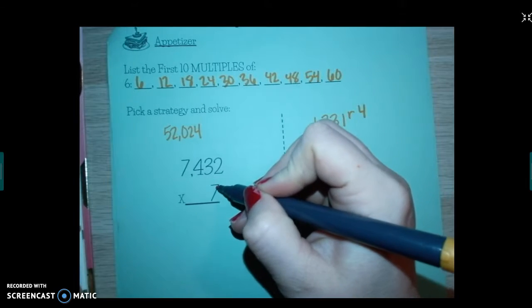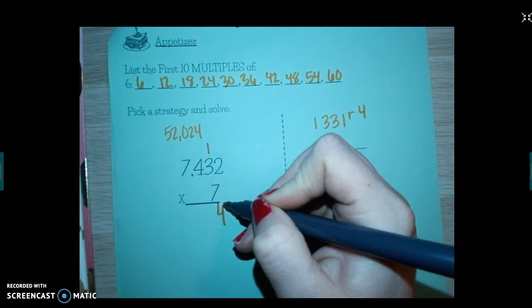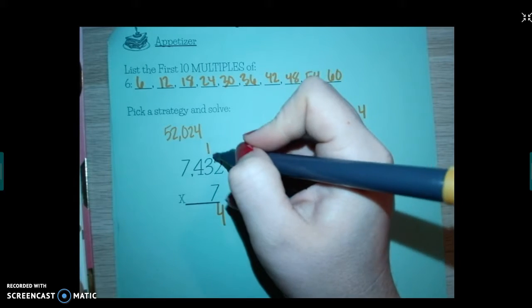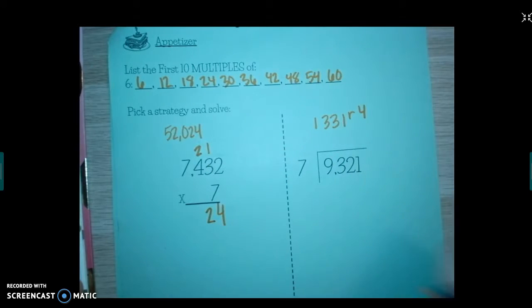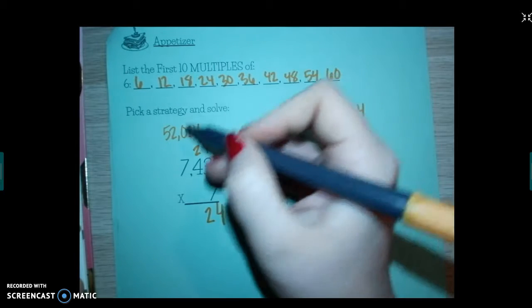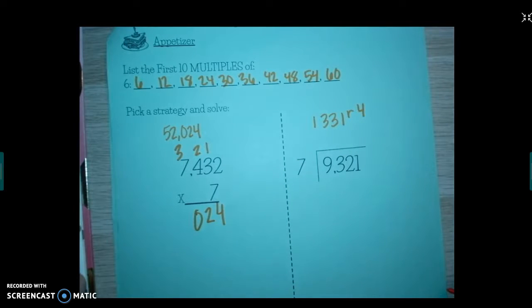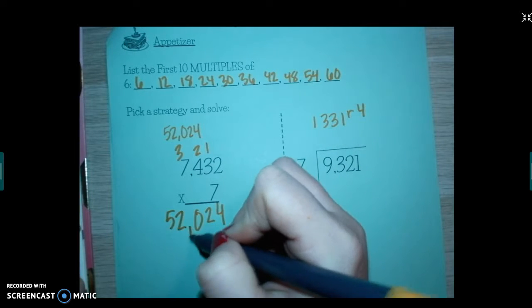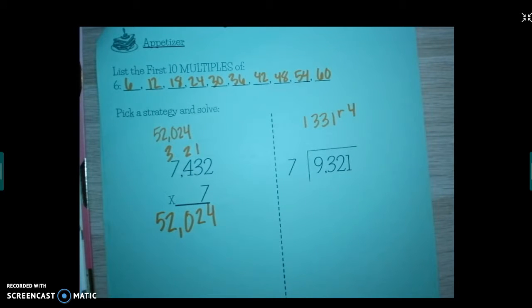Okay, so 7 times 2 is 14. 7 times 3 is 21, plus 1 is 22. 7 times 4 is 28, plus 2 is 30. 7 times 7 is 49, plus 3 is 52. That's where we get 52,024.